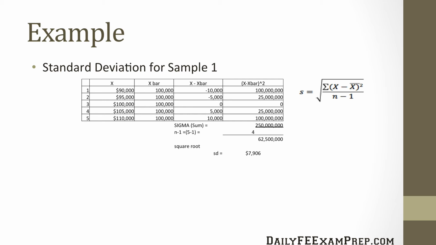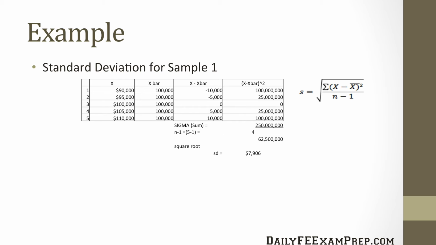So what I'm really doing is I'm just working through this formula step by step. Okay, so the sum of all of those X minus X bar squared values is $250 million. Then I divided it by n minus 1, where n is our sample size, which is 5, minus 1 is equal to 4. So $250 million divided by 4 is equal to $62.5 million.